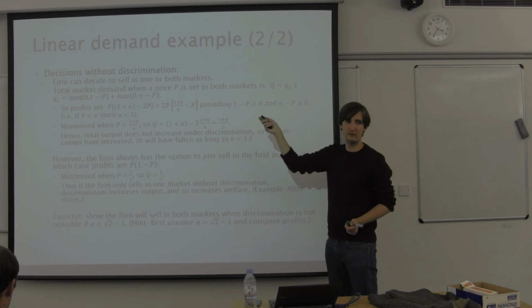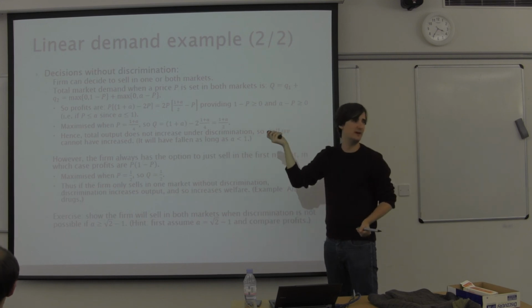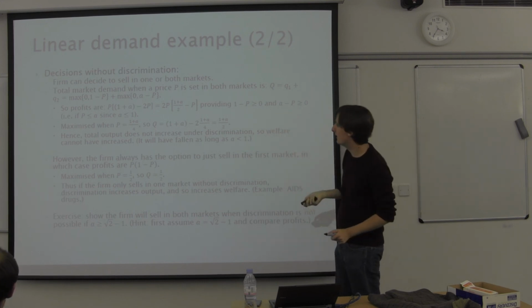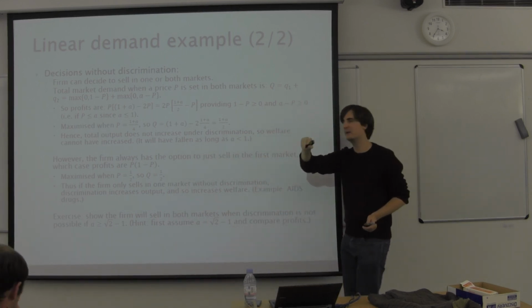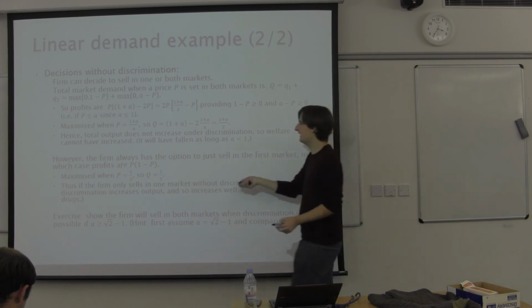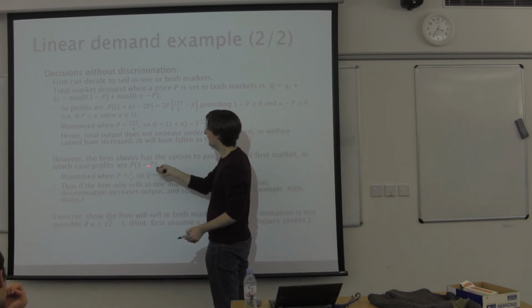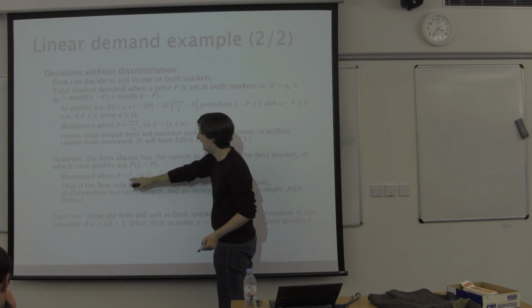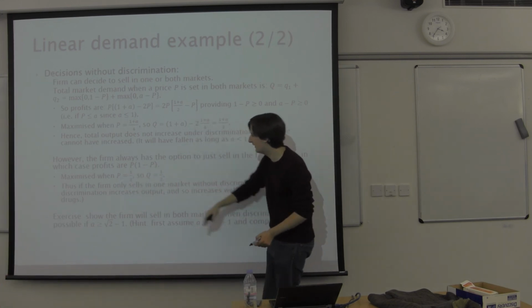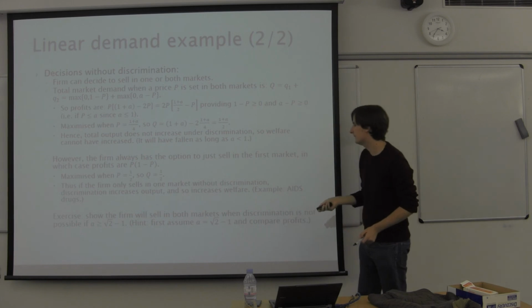But maybe the firm doesn't want to sell to both types of consumers without discrimination. The firm always has the option just to sell to the high value consumers. If they just sell to the high value consumers, their demand curve is just 1 minus P. So profits are P times 1 minus P, which has to be maximised when P is a half and quantity is a half.